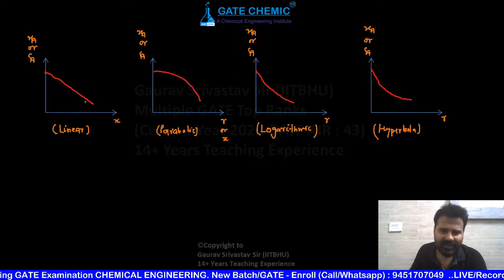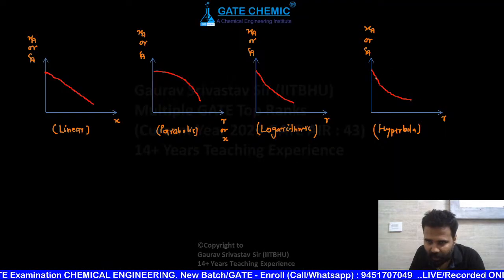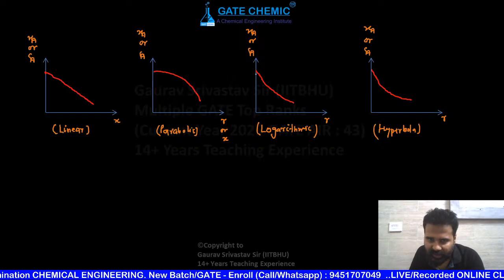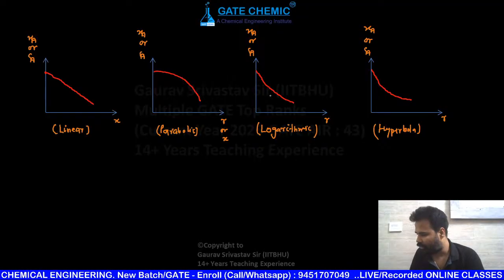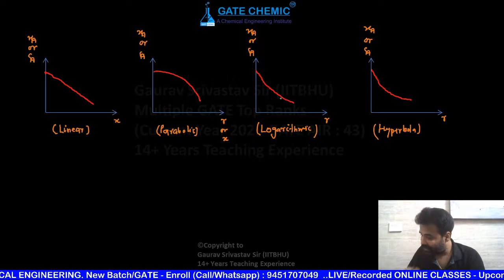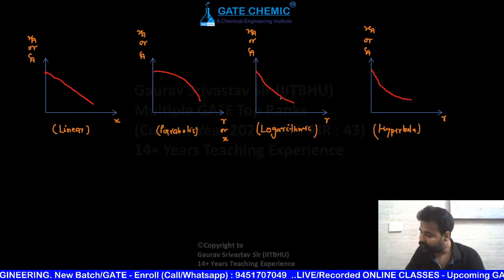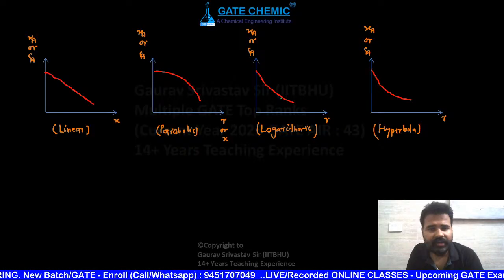This is linear, everyone knows. Logarithmic, hyperbola nearly same type, but in hyperbola curve is a little bit more curvy in nature. Here it is curve plus a straight line mixture. This is logarithmic. Is this clear beta? Sir, will they ask analogous question in GATE?